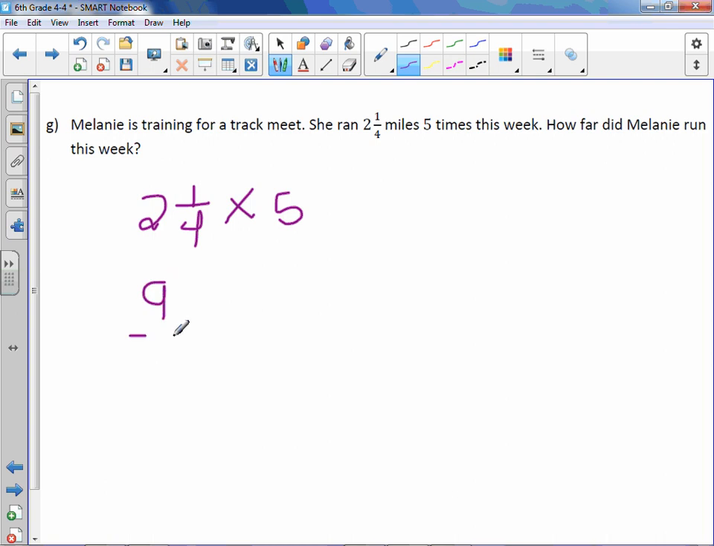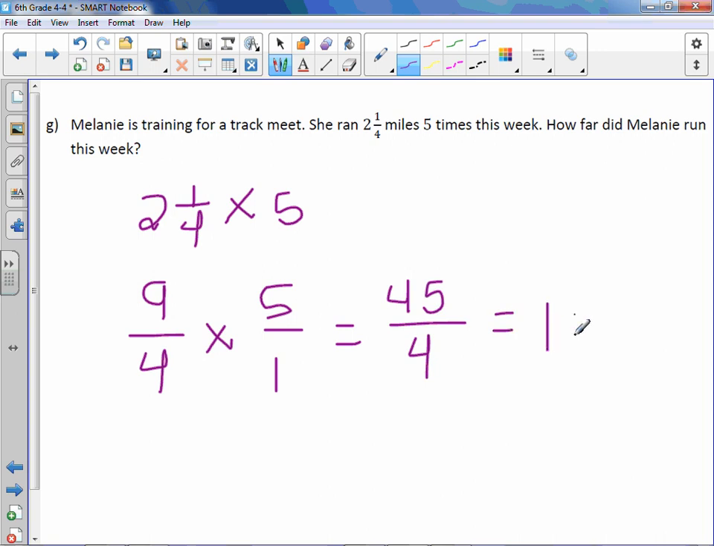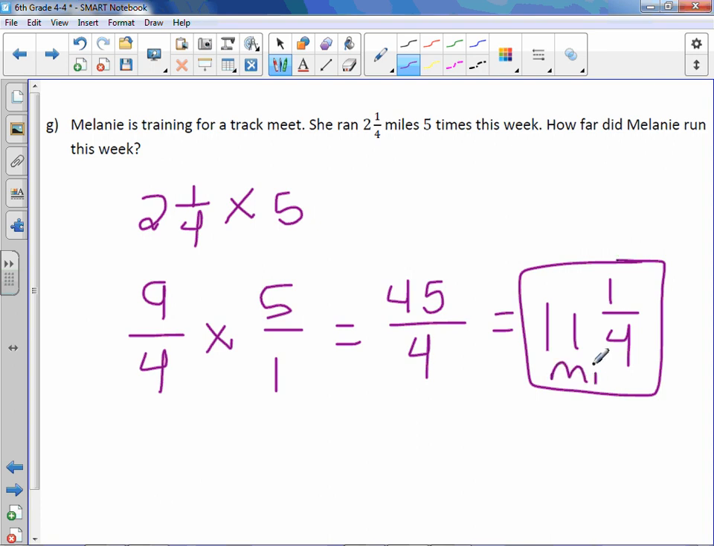So this is 9/4 times 5. And remember, 5 is a whole number, so we can put it over 1 to make it a fraction. 9 times 5 is 45, and 4 times 1 is 4. 4 goes into 45 11 times, with 1 left over. So it's 11 and 1/4. And how far? It'd be 11 and 1/4 miles.